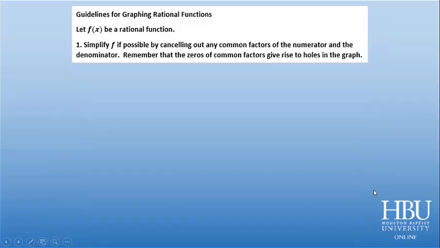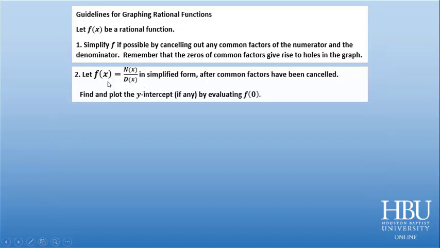How do you graph a rational function? In the first place, you want to simplify f, if possible, by canceling out any common factors of the numerator and denominator. Remember that the zeros of the common factors give rise to holes in the graph.